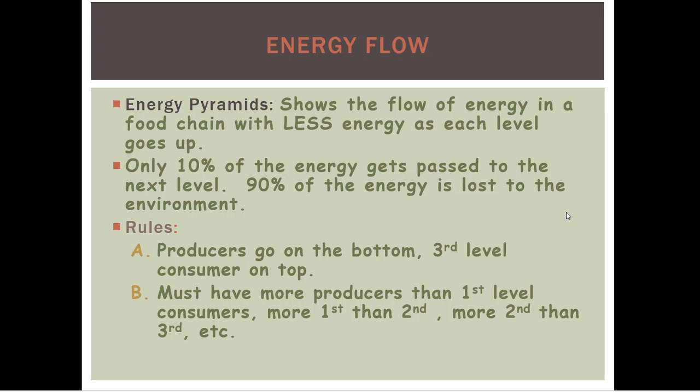All right, a couple other things that we'll play with this week, which we will learn about, are called energy pyramids. And that just shows the flow of energy in a food chain, and with less energy at each level as it goes up. So one of the rules we follow when we do an energy pyramid is that actually only 10% of the energy gets passed to the next level. 90% of the energy is actually lost to the environment.